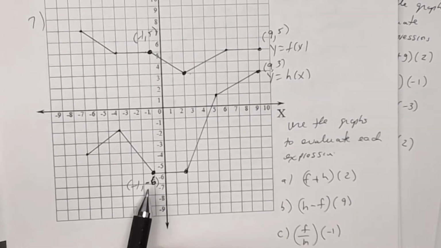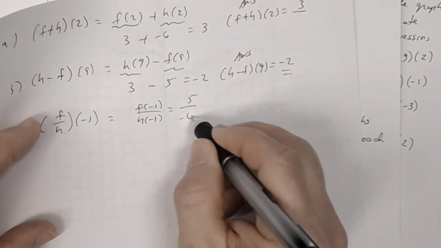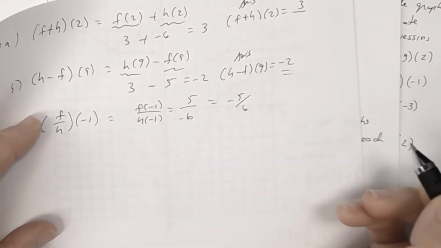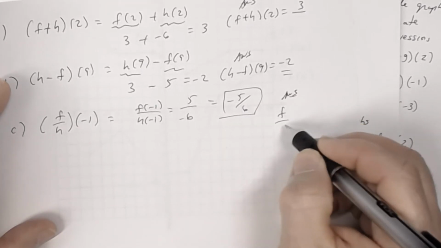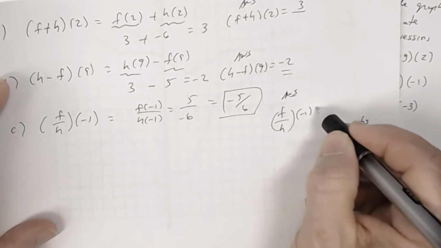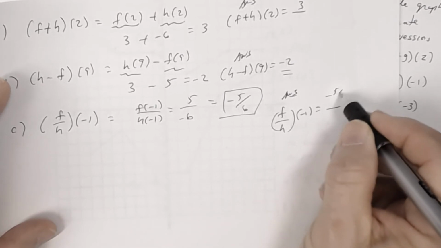So the question is, when x is negative 1, what's that y value? The y value is negative 6. So I'm going to write this as just negative 5 over 6. All right, and so there's your answer. So your answer, you're going to say f divided by h at negative 1 is negative 5 over 6.